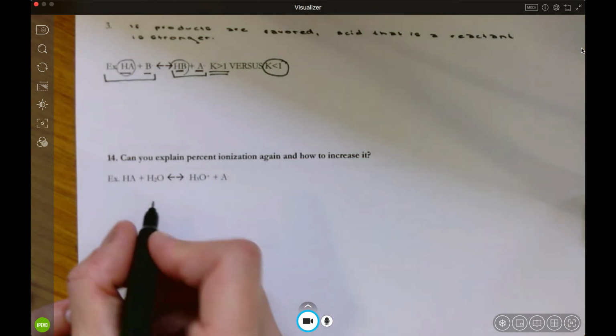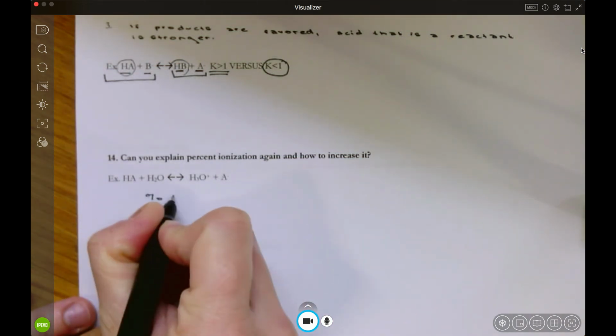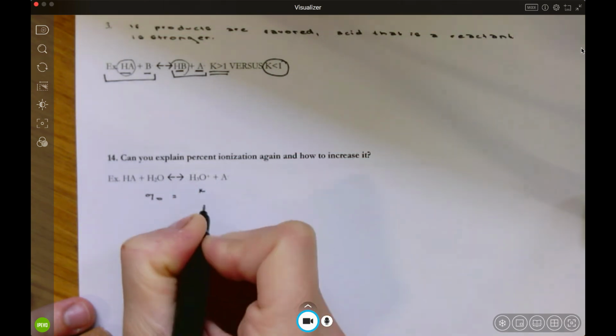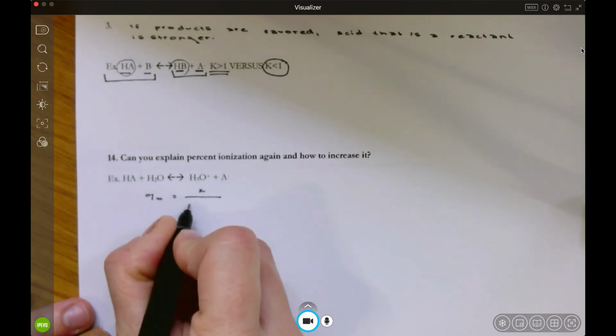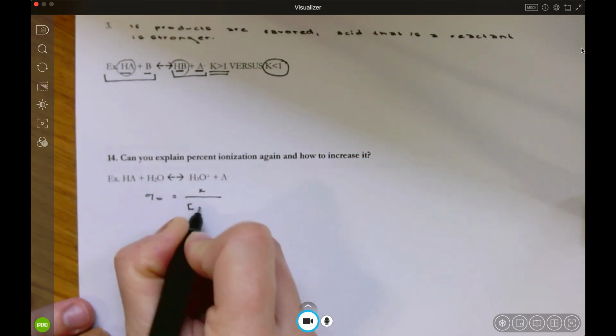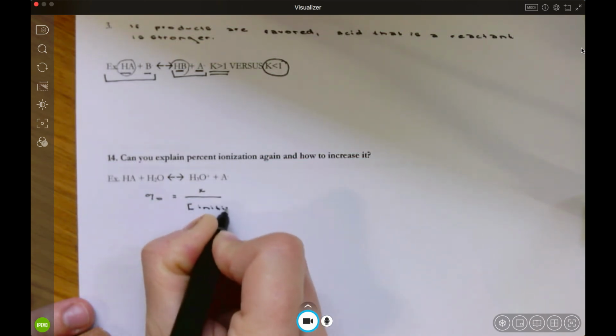So remember, your percent ionization is simply going to be your X, your change, whatever it is, divided by the initial concentration of your reactant.